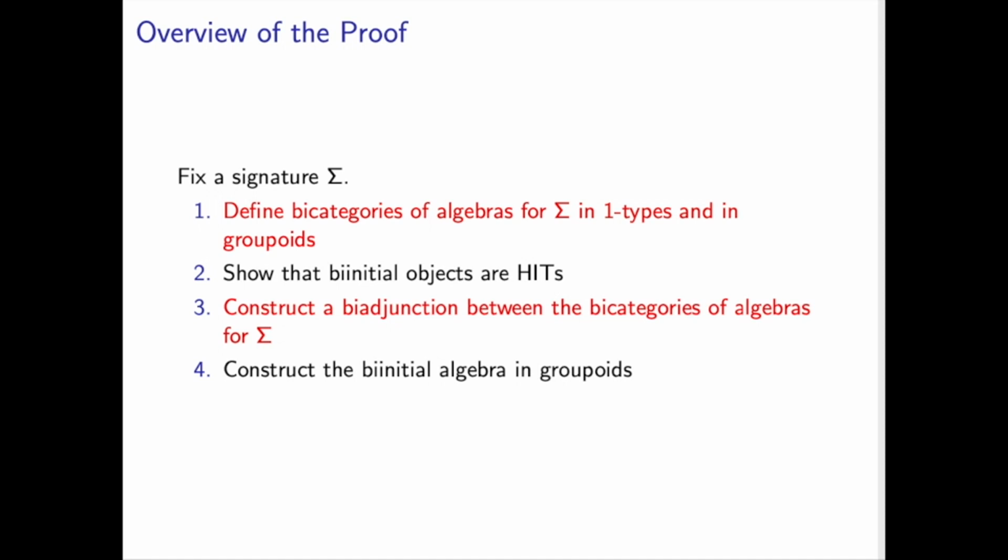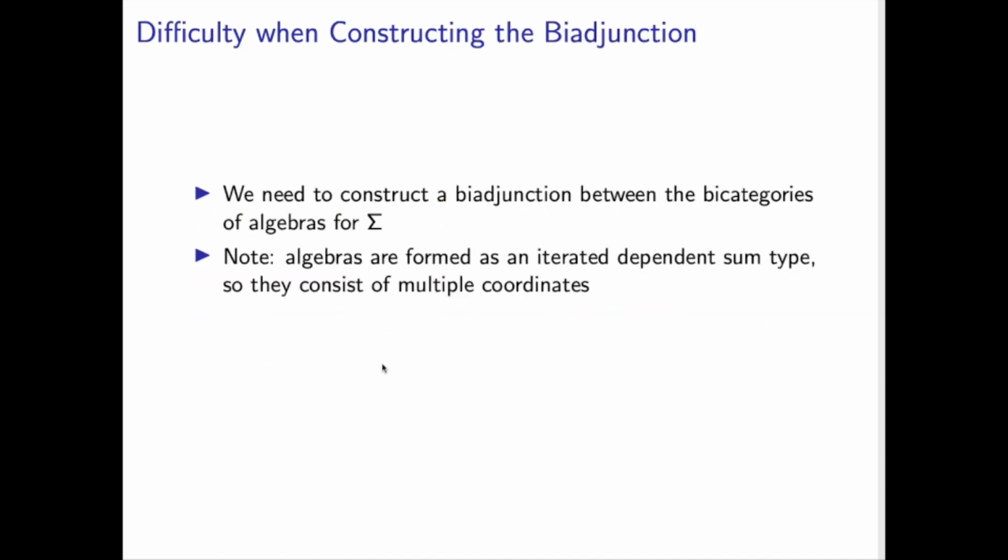In the remainder, I highlight the following two steps, namely how to construct bicategories of algebras and how to construct a biadjunction. That is because they involve an interesting technique, namely displayed bicategories and displayed biadjunctions. The reason why I use displayed machinery to construct this biadjunction is because constructing this biadjunction directly is rather involved. That is because algebras are rather complicated structures.